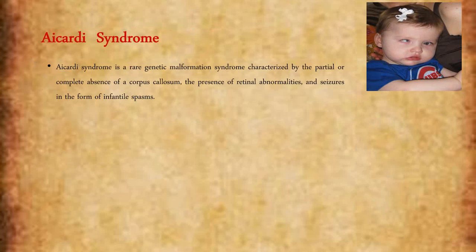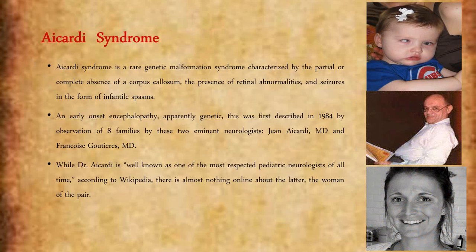Aicardi syndrome is a genetic malformation syndrome characterized by partial or complete absence of the corpus callosum, the presence of retinal abnormalities, and seizures in the form of infantile spasms, with early onset encephalopathy, apparently genetic. This was first described in 1984 by observation of 8 families by two eminent neurologists. One of them is Aicardi and the other is Francois Goutieres. While Dr. Aicardi is a well-known neurologist in history, the one who collected the cases and wrote the paper was his colleague, but nobody remembers her.